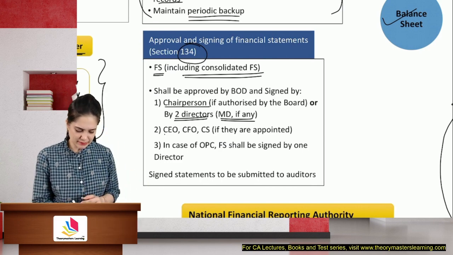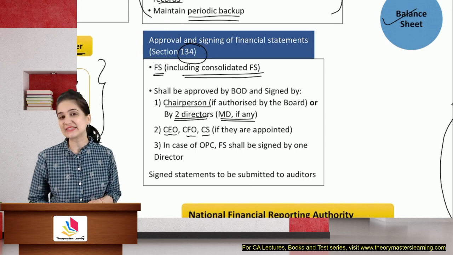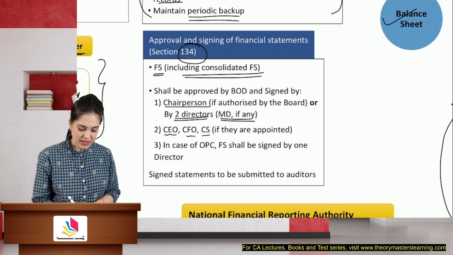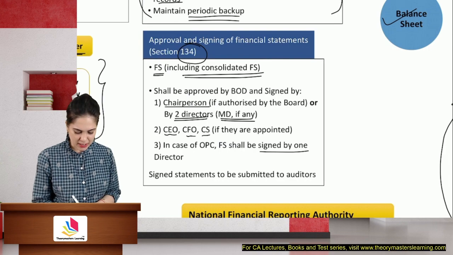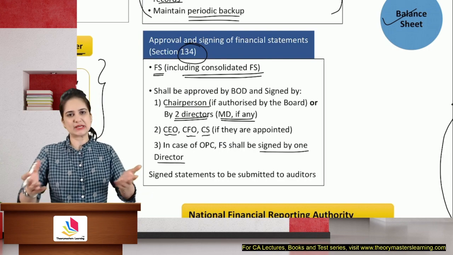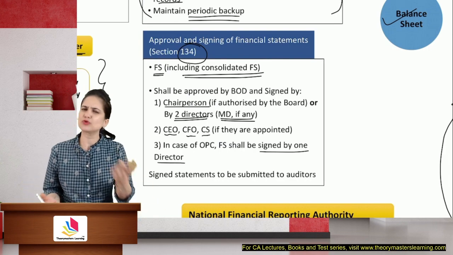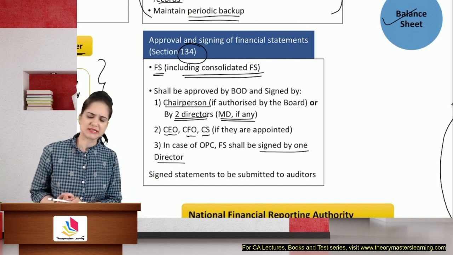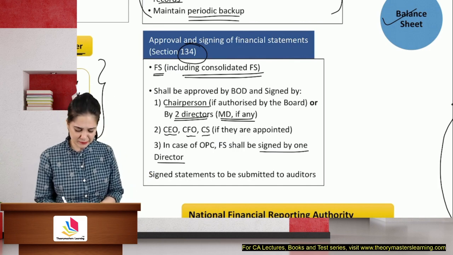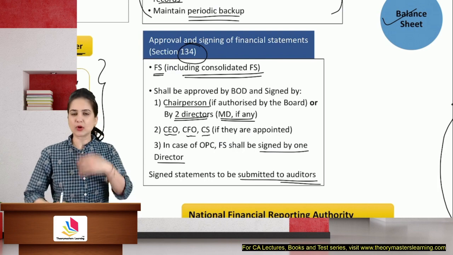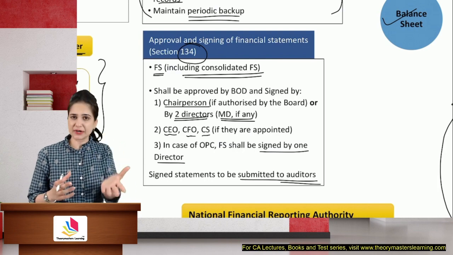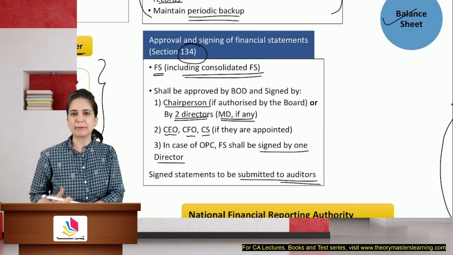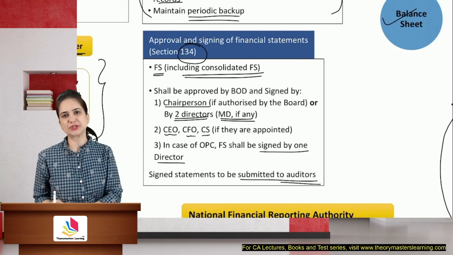It will also be signed by the CEO, CFO, company secretary if they are appointed. In case of OPC, it shall be signed by 1 director, because yes, minimum we need only 1 director. So even if 1 director signs, it is allowed. Signed statements shall be submitted to the auditor. The auditor will submit his audit report as well as the financial statements to the members of the company for consideration in the annual general meeting.